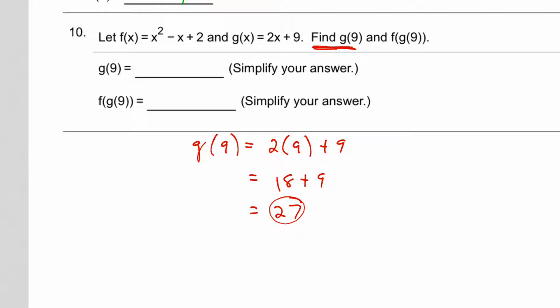Now, the next question is asking, okay, what is f when g is 9? Okay, or f of g of 9. So this right here, we already know the answer to this inside part is 27. We just calculated it. Okay, so we're going to put the 27 inside the f.